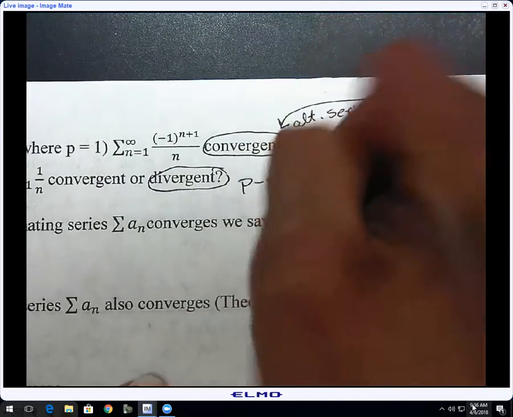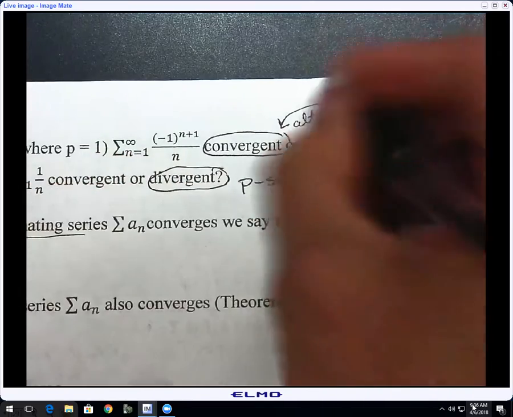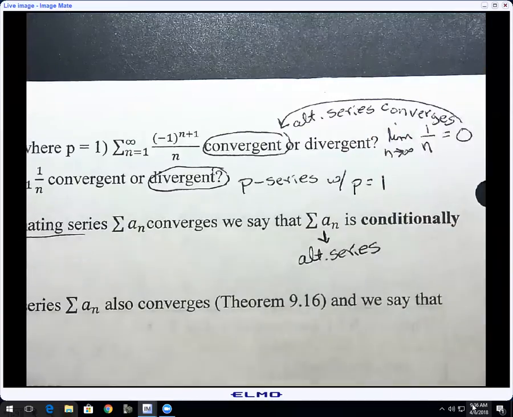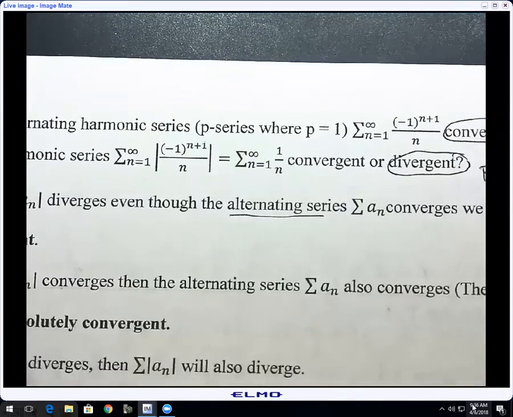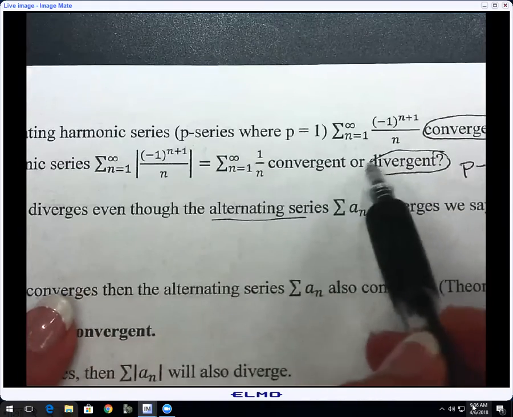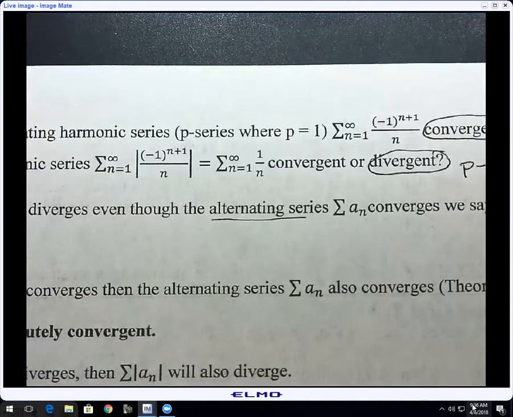Yeah, that's the alternating series. I typed it right there. The alternating series is conditionally convergent. So we would say the alternating harmonic series is conditionally convergent because the alternating harmonic series converges, but its absolute value diverges.